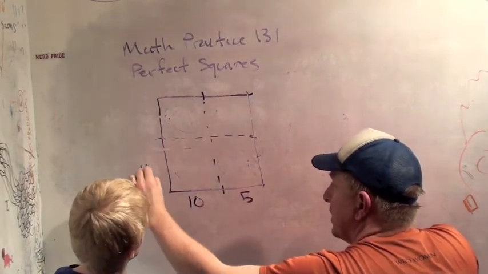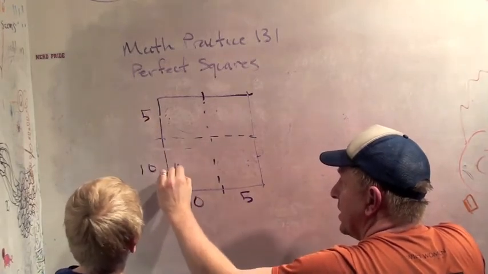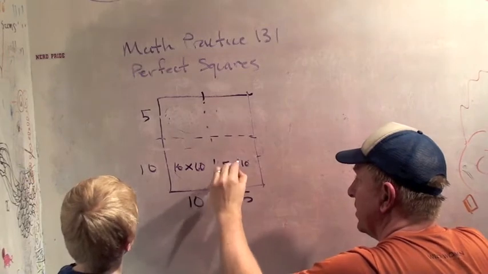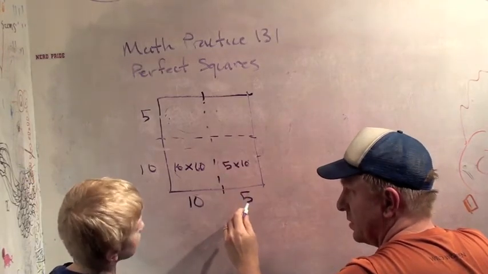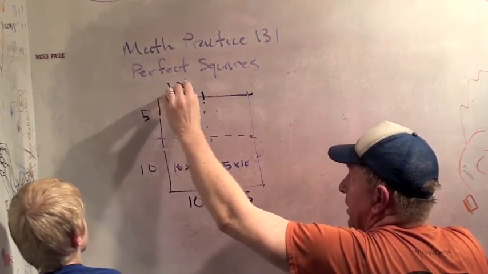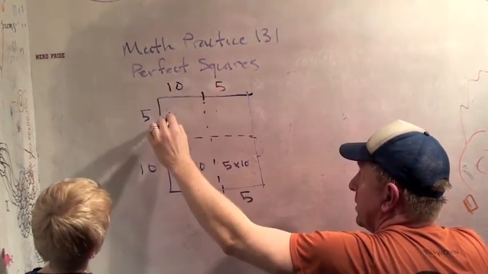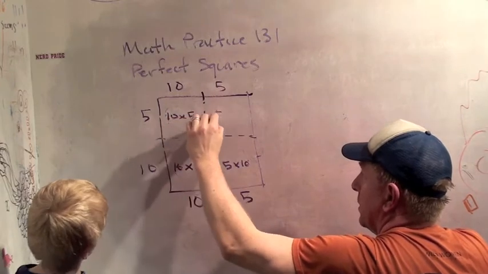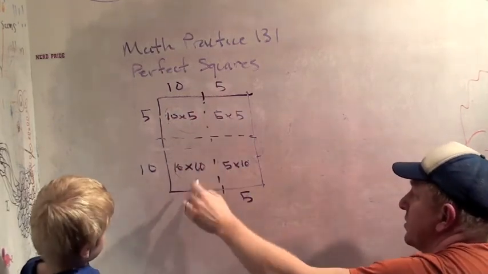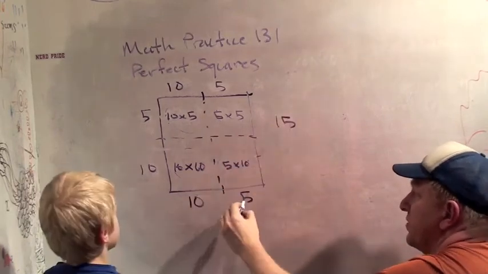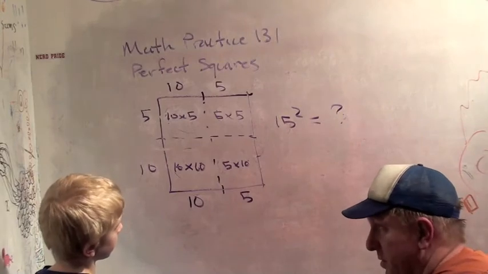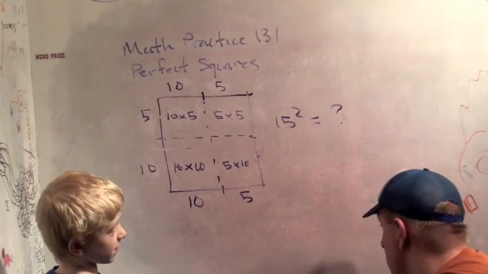10, 5, 10, 5. So this is going to be 10 by 10. This is going to be 5 by 10, or 10 by 5, however you want to say it. And maybe 5 by 5. Okay, so we get 10 squared. So this is 15 squared, right? 10 plus 5 squared. And we don't know what that equals, right? No. That's fine.